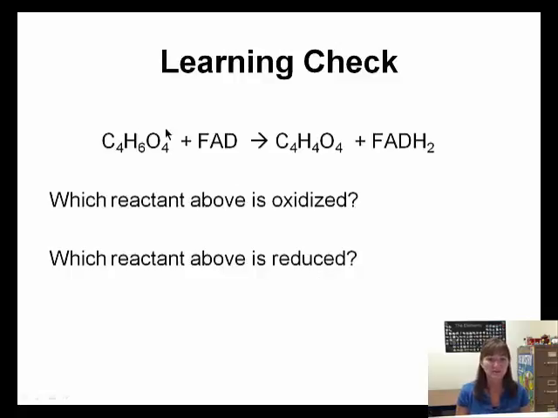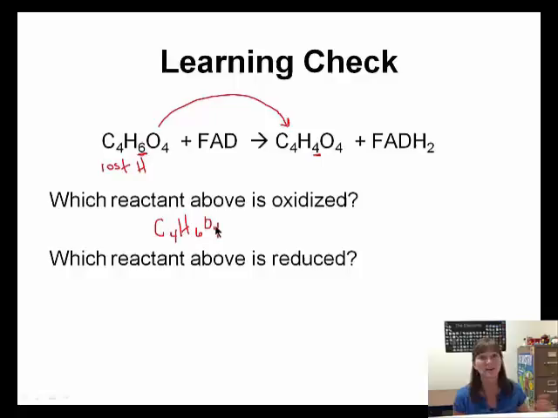So if we focus on our first molecule here, how does it change as it goes from the reactant side to the product side? Well, first of all, nothing happens to my oxygens. The oxygens stay the same, 4 in each molecule. My hydrogens, however, go from having 6 on the left side to 4. So this particular molecule lost hydrogens. And that is one of our definitions of being oxidized. So we would say the reactant that was oxidized was the C4H6O4.